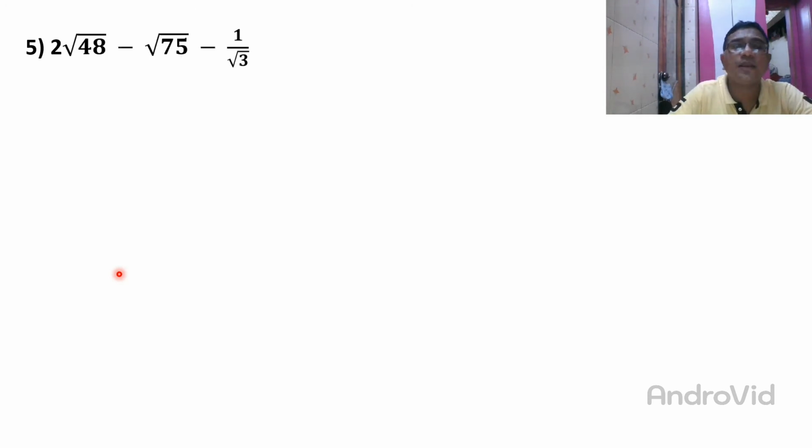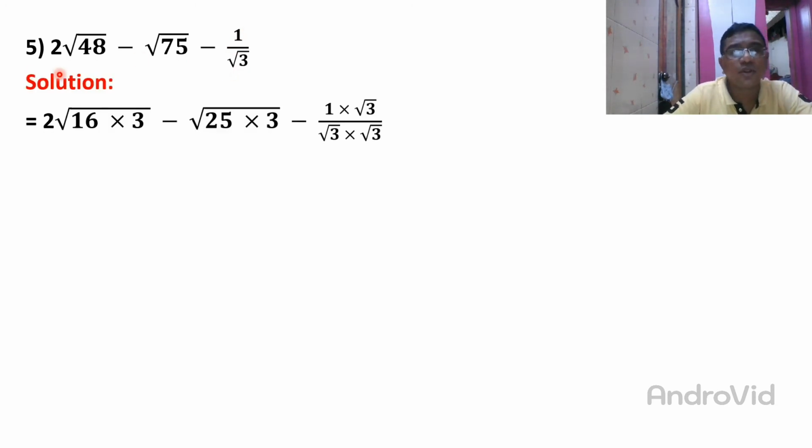In such a way, this is problem number 5: 2 square root of 48 minus square root of 75 minus 1 upon root 3. That is the problem we want to solve. So these two remain as it is. See, this is the 48. That 48 is factorized in such a way that one number's square root can be obtained. So 16 times 3 is 48, and the square root of 16 is 4.